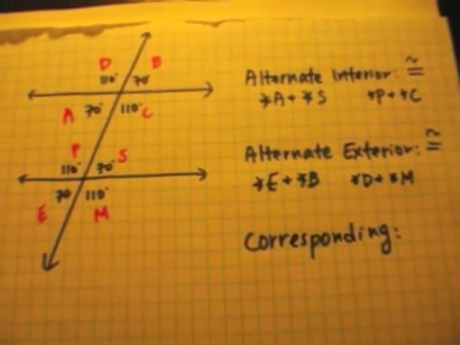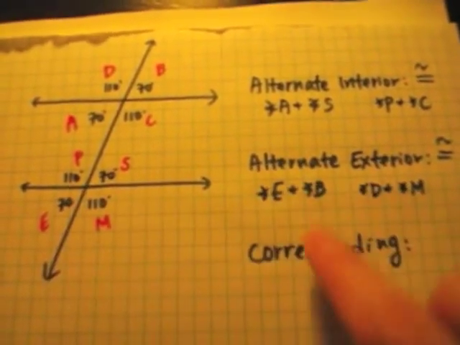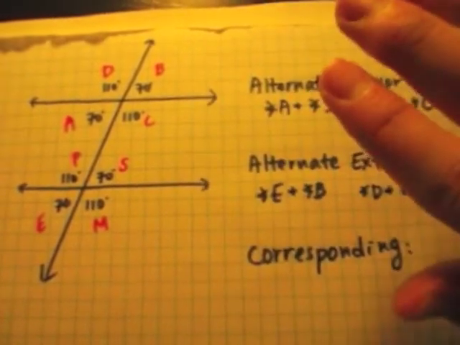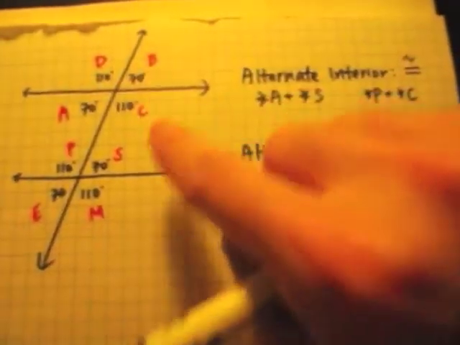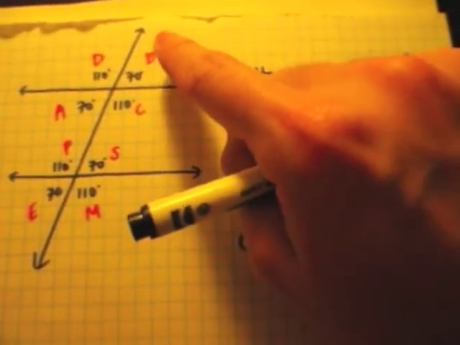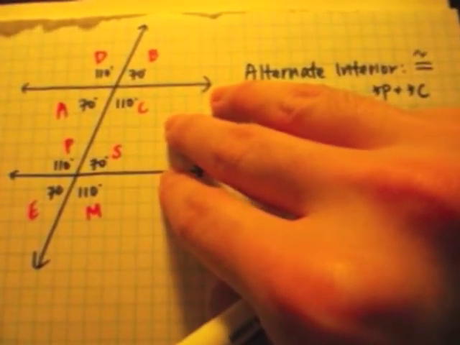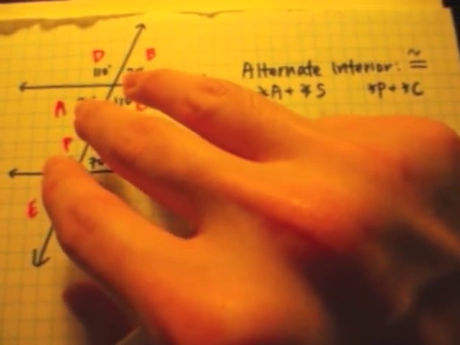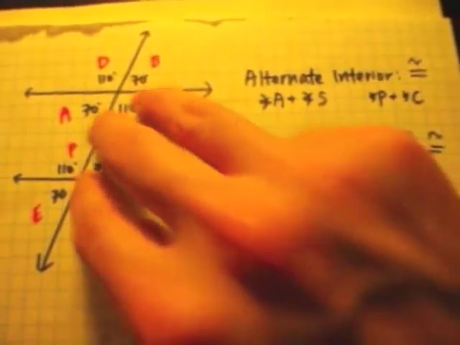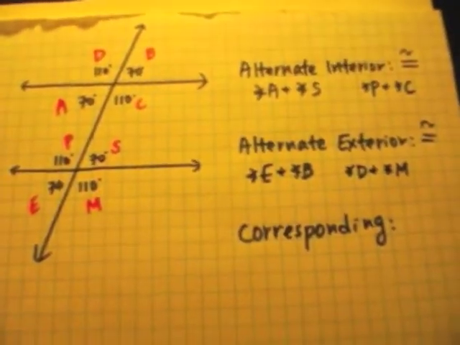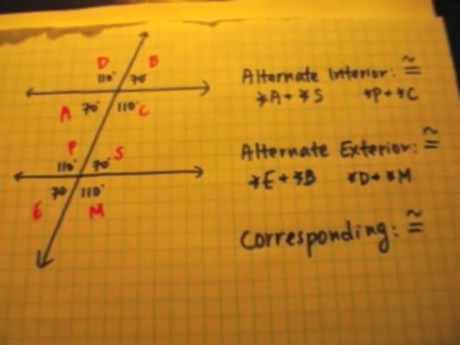Corresponding angles. Well, corresponding is pretty much the opposite of alternate. Alternate means on opposite sides. Corresponding means matching sides. Alright? So when I look at this diagram, I want to look for angles that are on the same side of the transversal, so they're either both on the left or both on the right, and they are also congruent. So corresponding angles are also congruent.